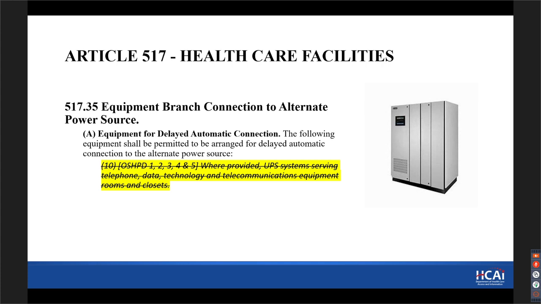517.35, this is the equipment branch, and we removed the OSHPD requirement where UPS serving telephone data would need to be connected to the equipment branch, so they could be connected to critical. And as we see that their devices are required to be fed by critical, this is in line with that requirement.